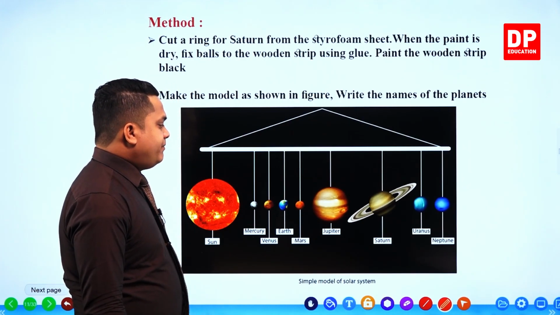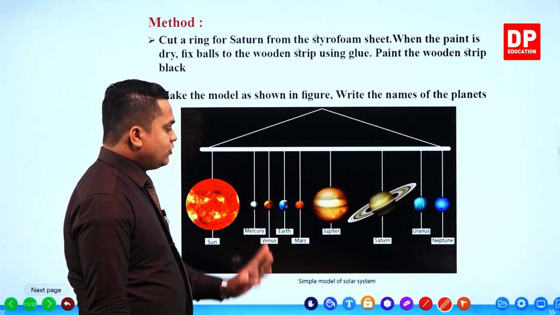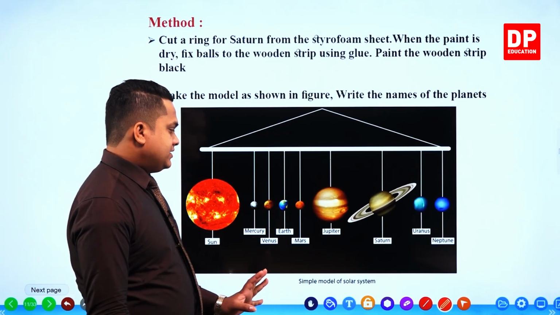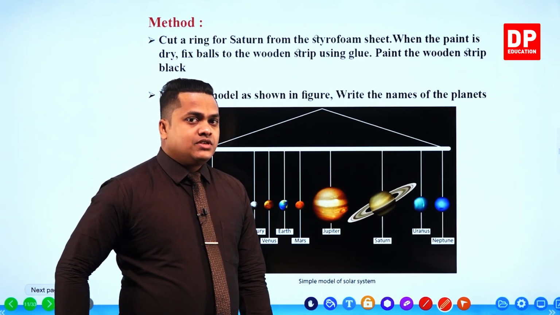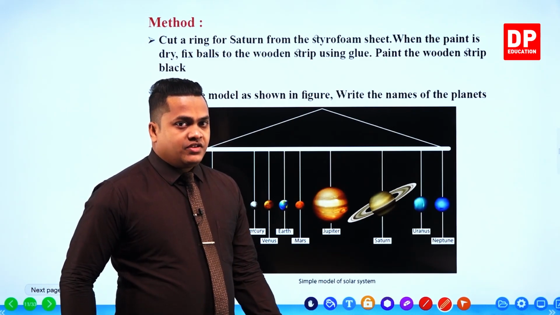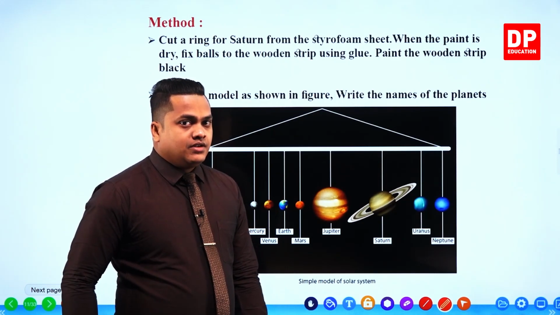After you have prepared these balls according to the given diagram here, you have to paint them using the colors which were given in the earlier slide. According to those colors you have to paint them, right?